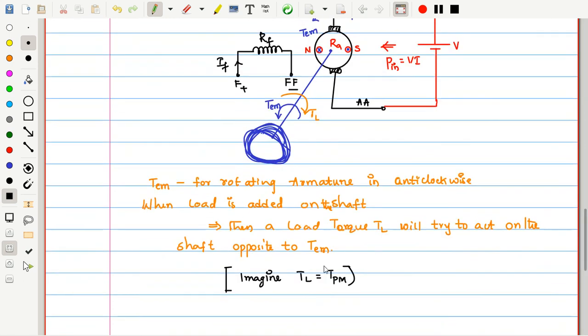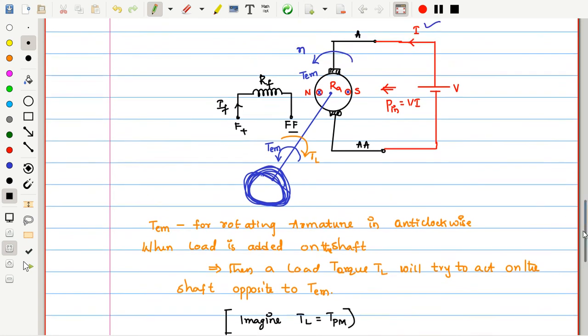See here, if I give the prime mover torque, the rotor is going to rotate and induce EMF. Once it induces EMF, when we connect the load, current flows through the armature conductor, producing the electromagnetic torque which acts opposite to the prime mover torque. This is for the generator. So now reverse.